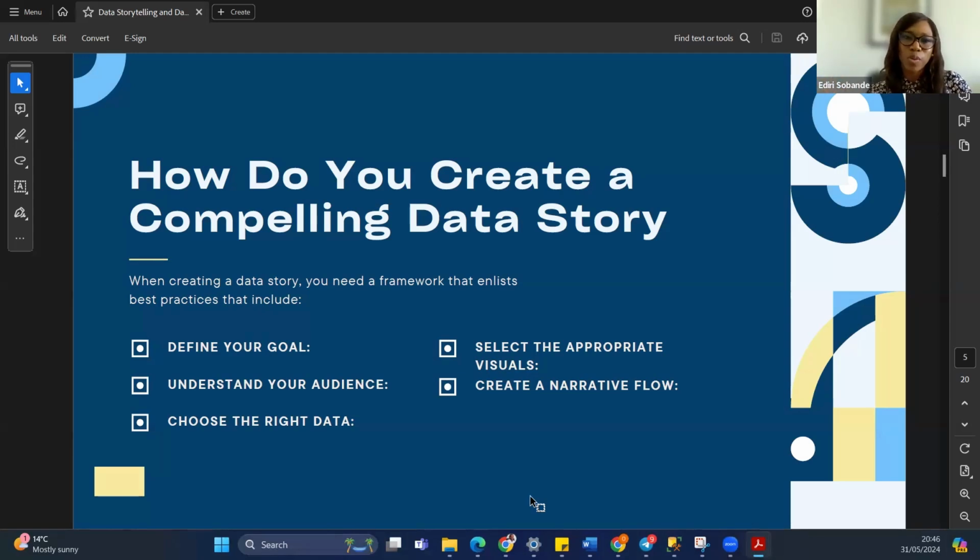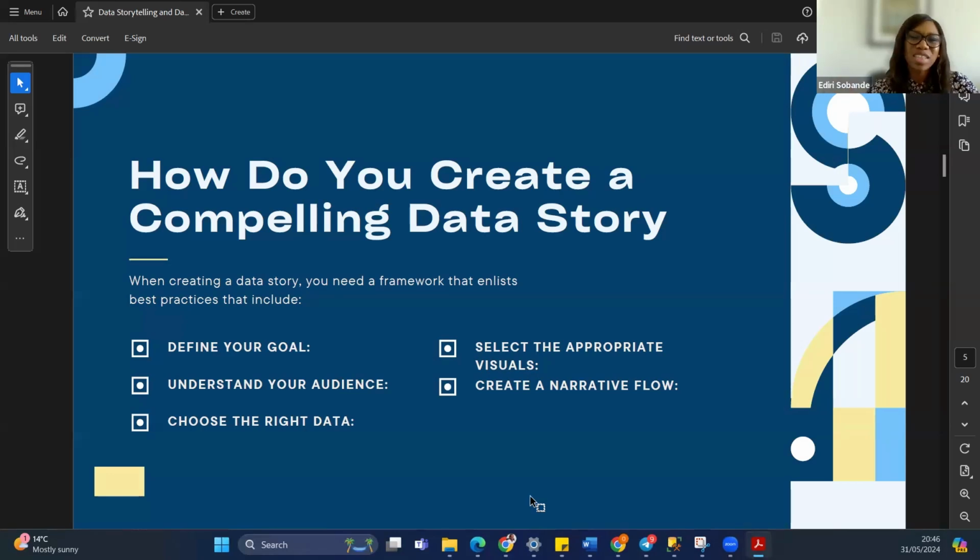Create a narrative flow. And how do you create this narrative flow? Remember, if I have not mentioned it before, I want to mention it now, that your data storytelling can be verbal or it may not be verbal. So it's not every time that you are there to talk to your dashboard or to talk to the goal, the message you're trying to pass across. It's not all the time. There are times your dashboard will have to speak for itself.